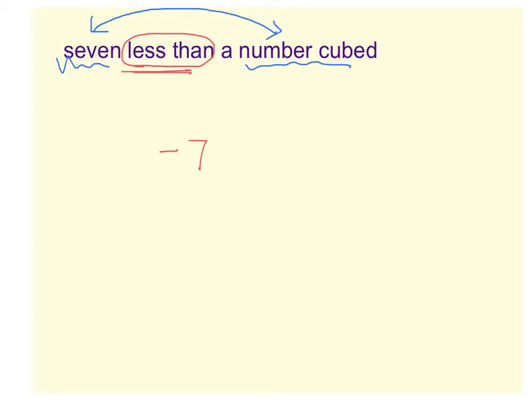So a number cubed, to represent a number, we'll use a variable. If something is cubed, that's an exponent. It means to the third power, so we have n to the third power. So there we translated 7 less than a number cubed. Less than was our subtraction right here, and then we just flipped the order. We did n cubed first, minus the 7.